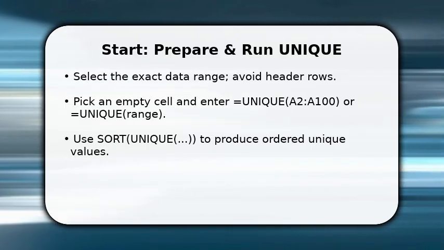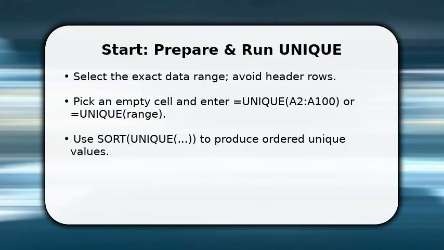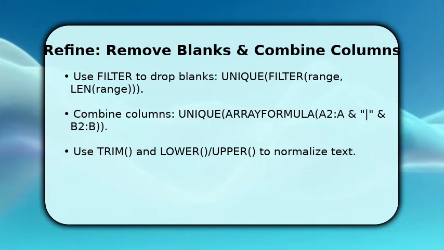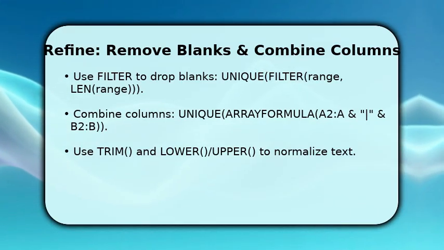It's fast and non-destructive. If you want ordering, wrap it: =SORT(UNIQUE(range)). Make sure the destination has room for results, so values don't spill into occupied cells. Once you have the basic unique result, refine it by removing blanks and normalizing text so duplicates aren't masked by spaces or case. For blanks, use UNIQUE(FILTER(range, LEN(range))).